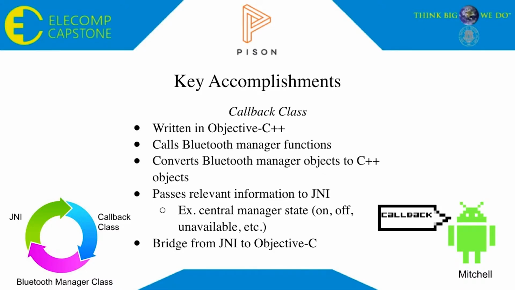But another key accomplishment we had was the callback class, and the callback class is our Objective-C++ implementation, and it allows the conversion of the pure C++ objects to Objective-C. Essentially it's a bridge from JNI to Objective-C, and it passes all of the relevant information and objects from JNI to Objective-C, such as the central manager state. The reason this was necessary is because the Java native interface needs to be written in pure C++, so any direct contact with Objective-C would cause it to break.